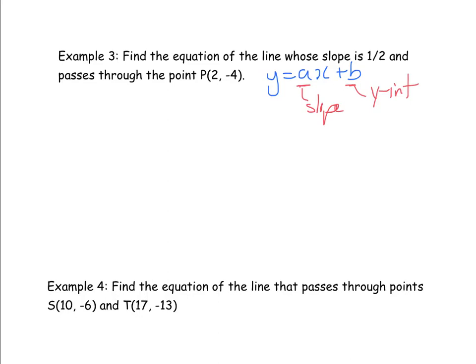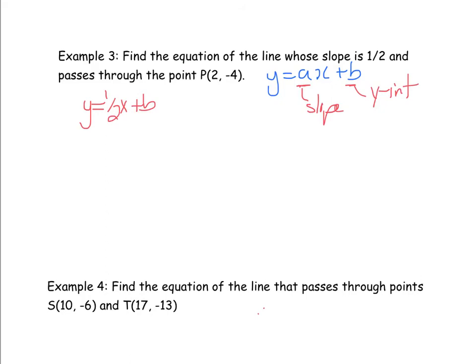The a is the slope, and the b is the y-intercept. If I look at the information that's given, what is given in this problem that I could already put into the equation? Well, I know that the slope is 1/2. The slope is my a, so I'm going to put that in right away into my equation. So y equals 1/2 x plus b.